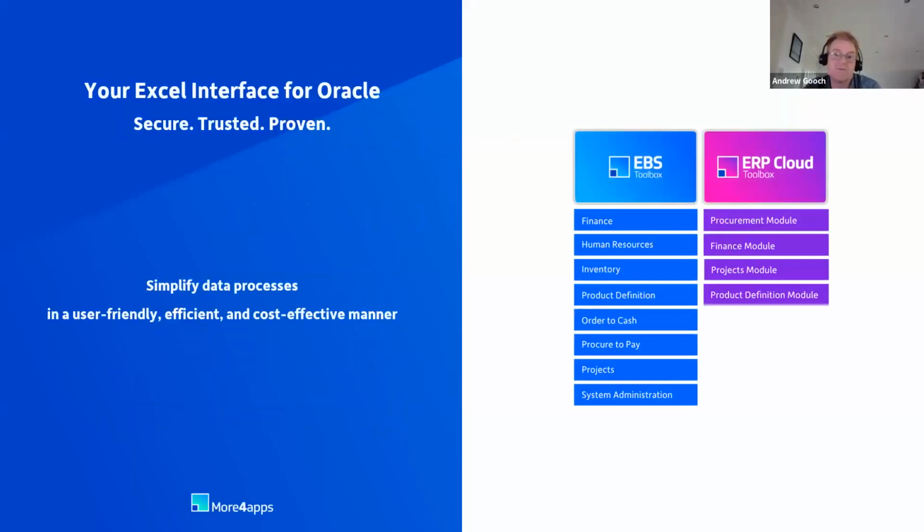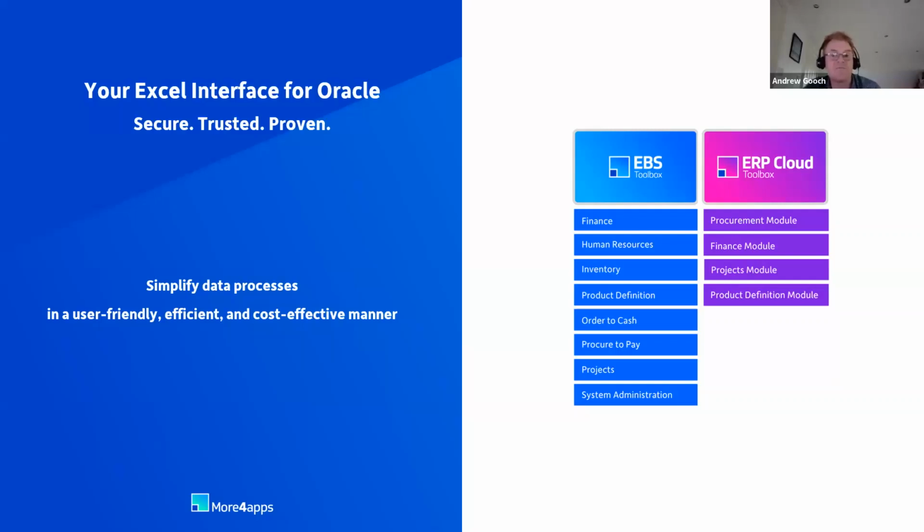So we have two suites of product on the market. The EBS Toolbox is for your business suite and the ERP Cloud Toolbox for Cloud Fusion. And that's what we're talking about today. These tools are going to revolutionize your approach to data loading. The four modules allow you to manipulate your data in an Excel spreadsheet with complete flexibility and then pass that information up to Oracle via Oracle certified SOAP and REST services.